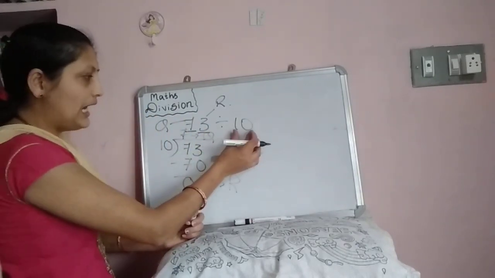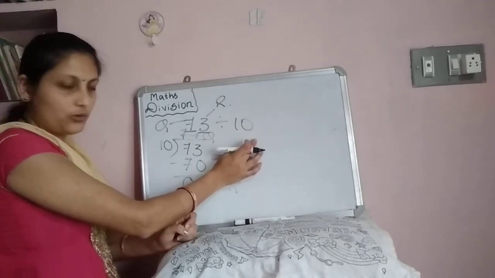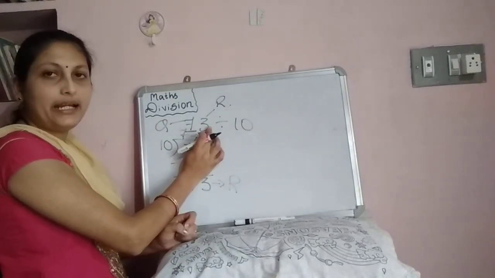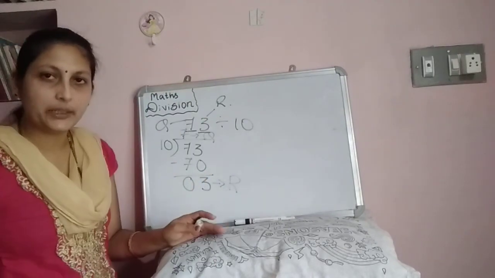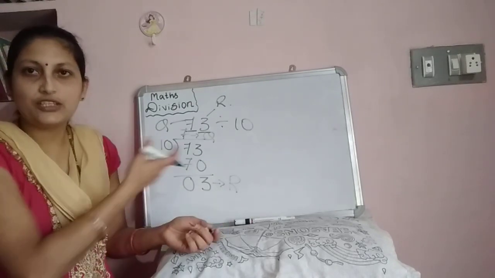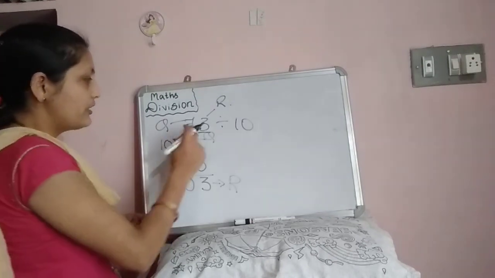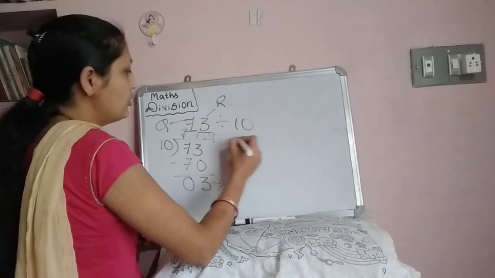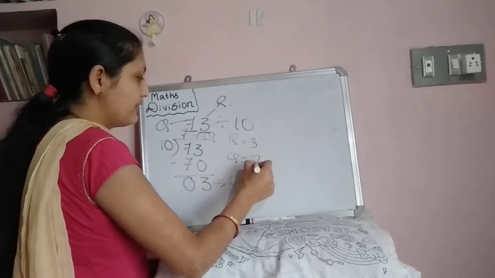Got it? In the 10 there is a 0, so the ones place is 0. So, the ones place will be the remainder, and the rest of the places will be the quotient. It is very easy. Without dividing, you can easily write the answer. So, 73 divided by 10: the remainder is 3, the quotient is 7.